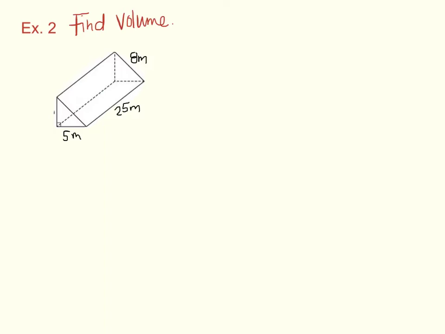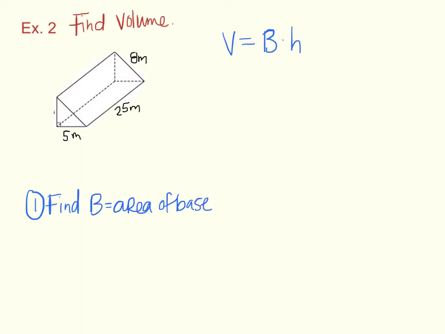Okay, let's look at example 2. This time they've given you a triangular prism. It has bases of triangles, and it has 2 bases, so it's a triangular prism, and they're asking me to find the volume. So again, I know my volume formula is the area of the base times the height, and I know that I'm first going to find the area of the base, and my second step is to just plug it into my volume formula.